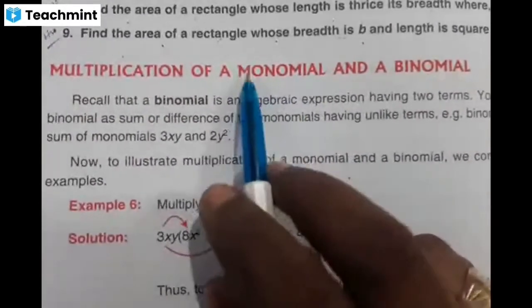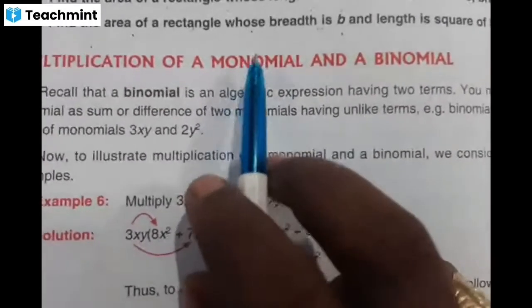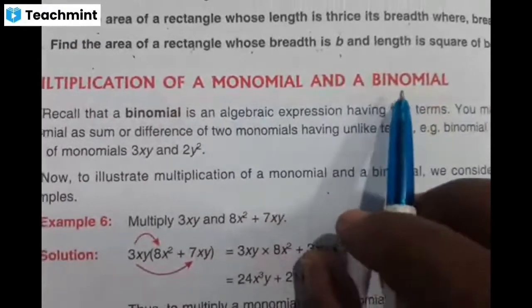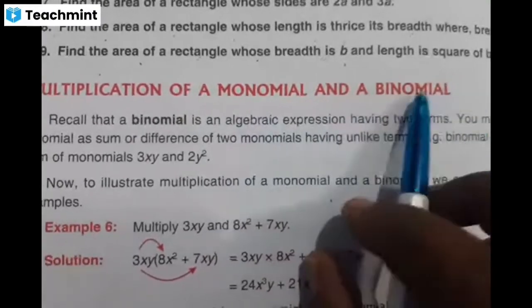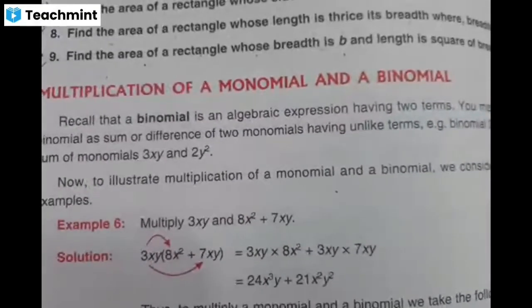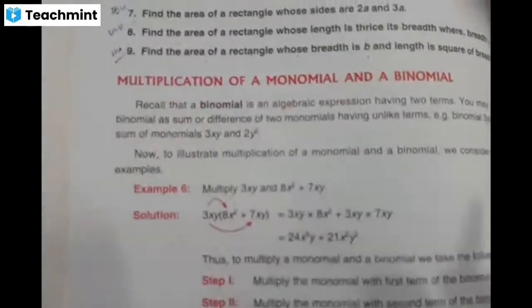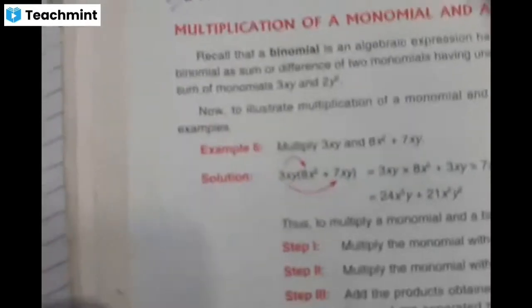As we know, monomial means the algebraic expression having a single term. Binomial means the algebraic expression having two terms. Here, when you are multiplying a monomial and a binomial, we are going to follow some simple methods here, children.